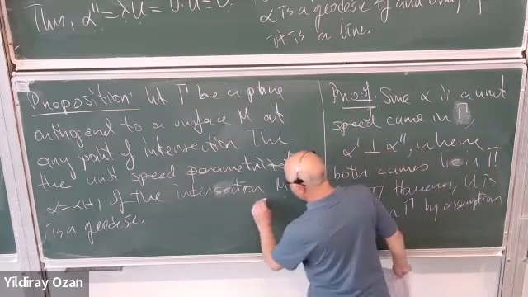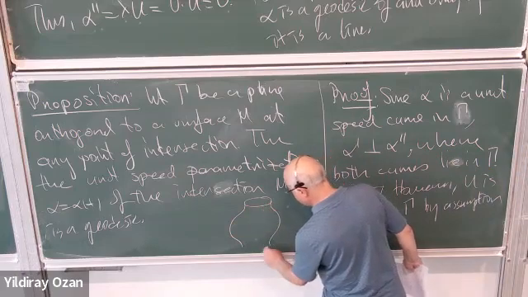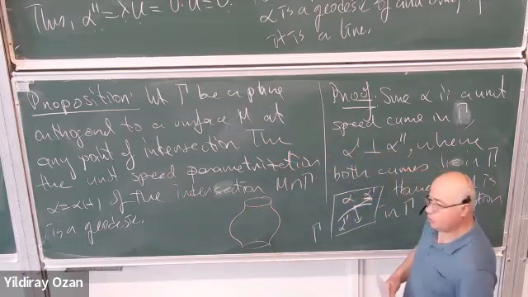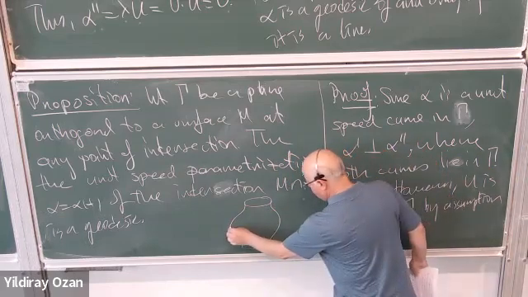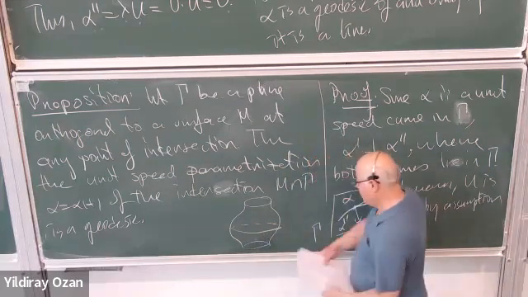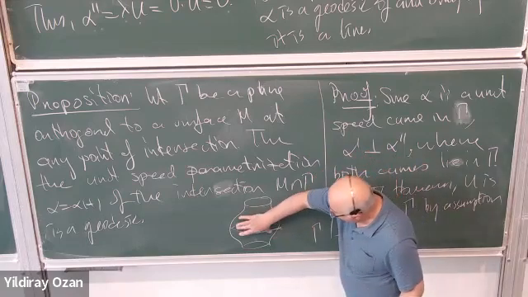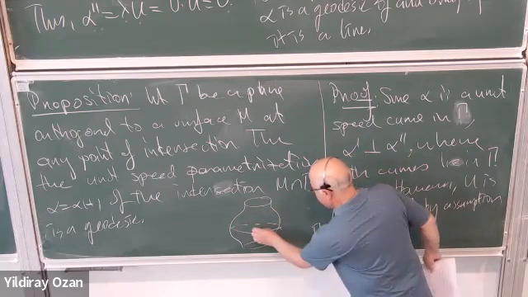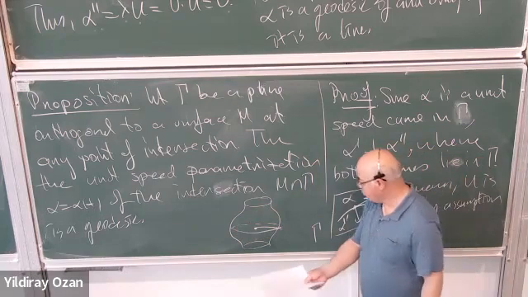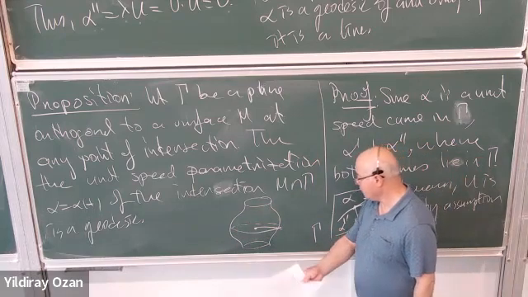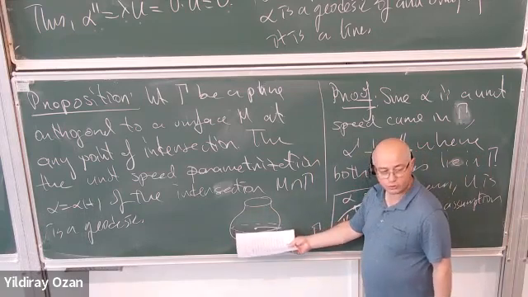So suppose this is my surface, something like a vase. You cut this with a plane perpendicular to the surface. If you cut it just like this, through the circle with the biggest radius, then your plane will be perpendicular to the surface.